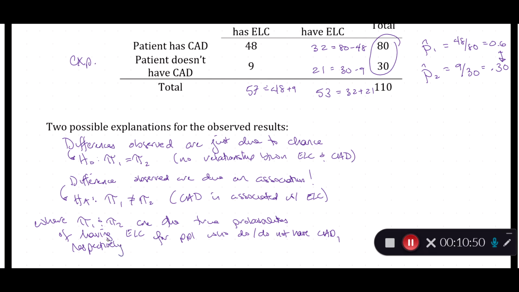So now I've defined what the probabilities are I'm interested in, and I know which group is which. So group 1 is people with coronary artery disease, and group 2 is people without. I'm interested in comparing the proportion of people with and without coronary artery disease and whether they have earlobe crease.